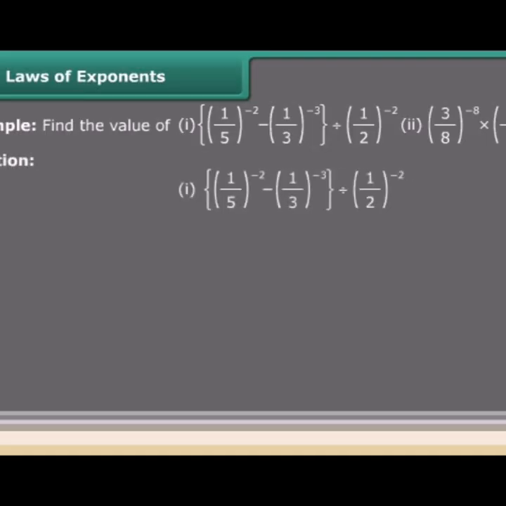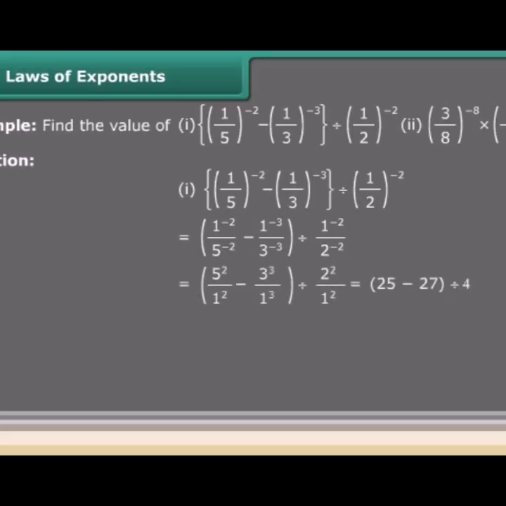Solution. (1/5)^(-2) minus (1/3)^(-3) divided by (1/2)^(-2) is equal to 1^(-2)/5^(-2) minus 1^(-3)/3^(-3) divided by 1^(-2)/2^(-2), which is equal to 5^2/1^2 minus 3^3/1^3 divided by 2^2/1^2.